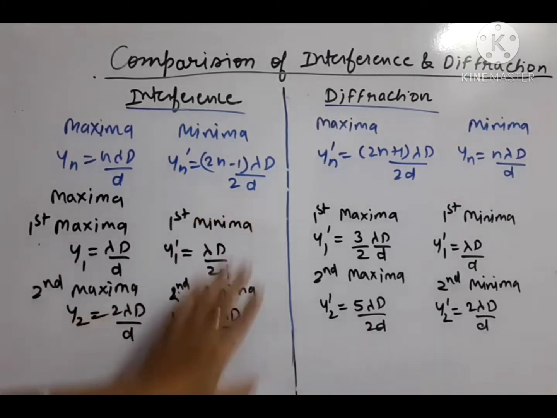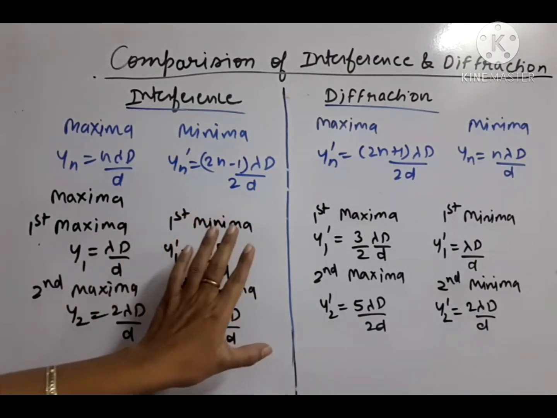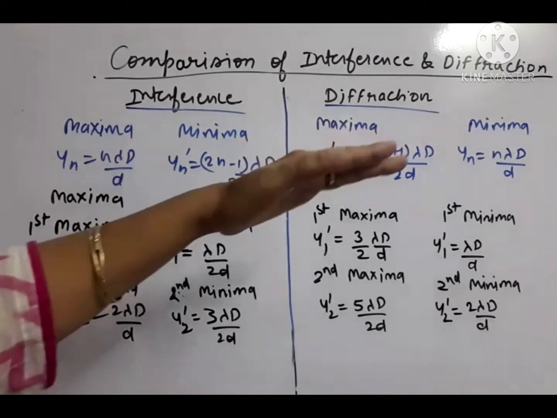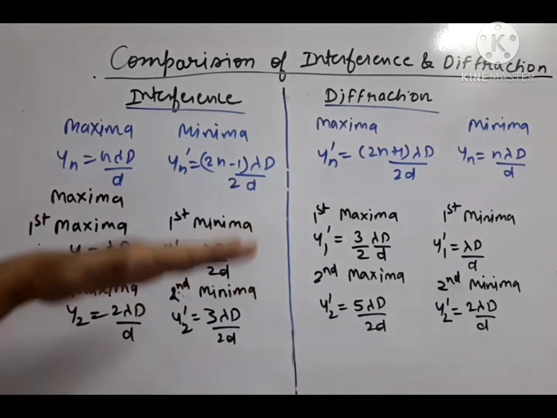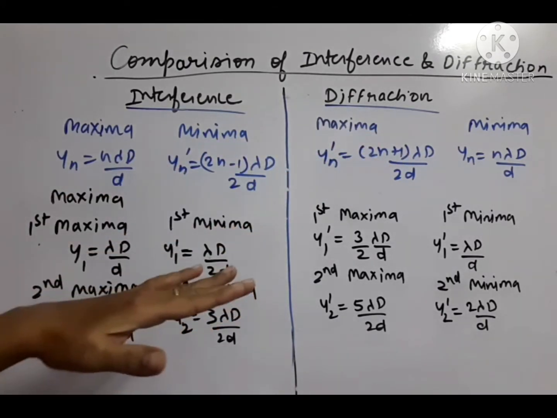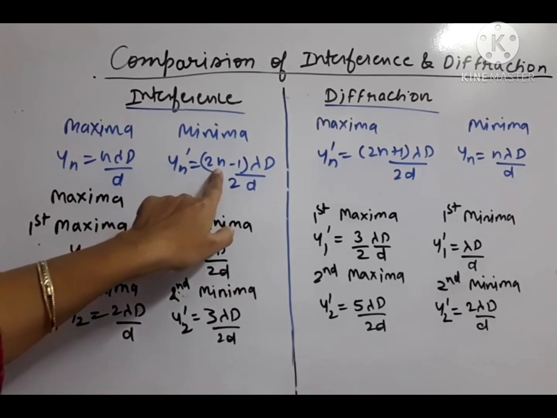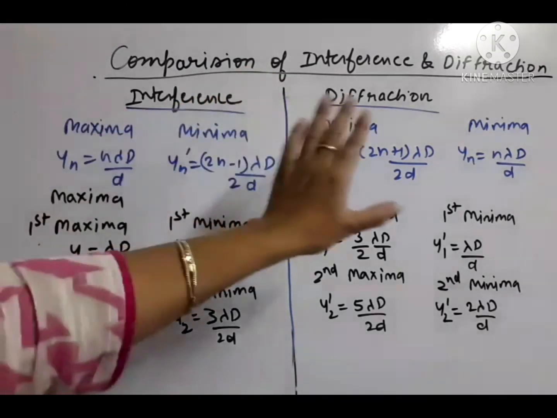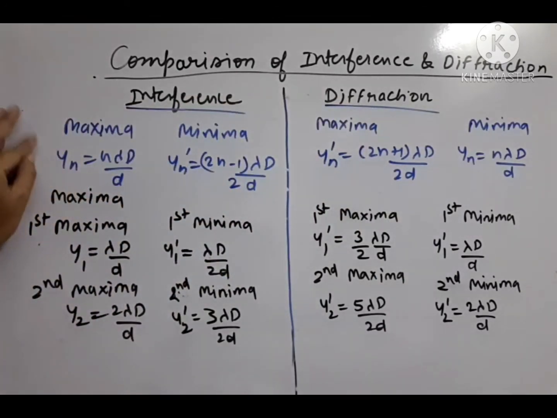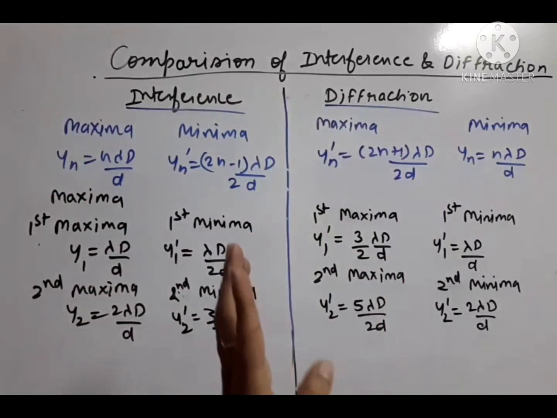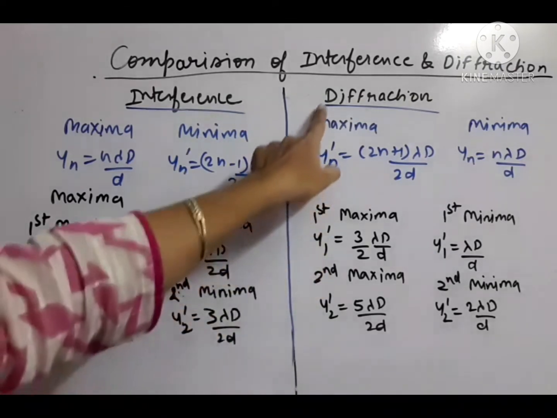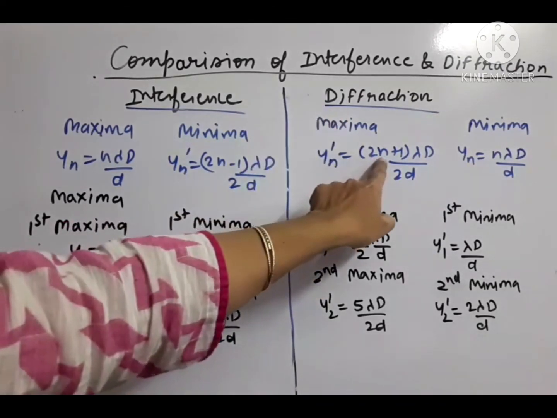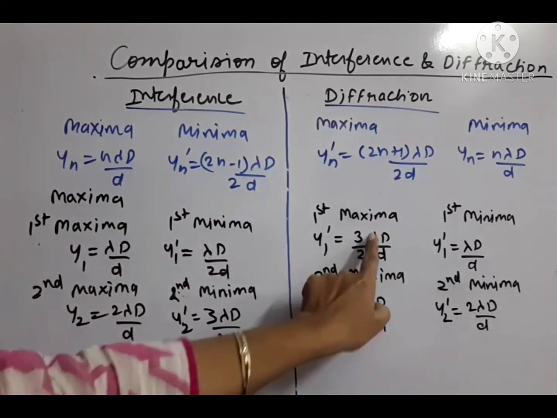So this way you have to keep on remembering these formulas. These formulas are prepared so that n equal to 1 is kept fixed for all the formulas. For odd numbers we can use 2n minus 1 also, or 2n plus 1 also, but so that the starting value of n is 1 in all the formulas, these formulas are prepared. First maxima in the diffraction, put n equal to 1. So you can see it will come 3 by 2 lambda d by d.